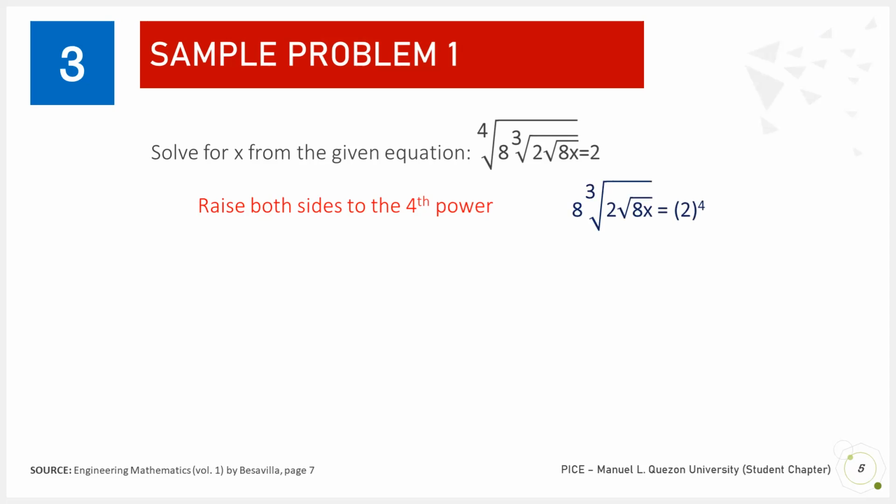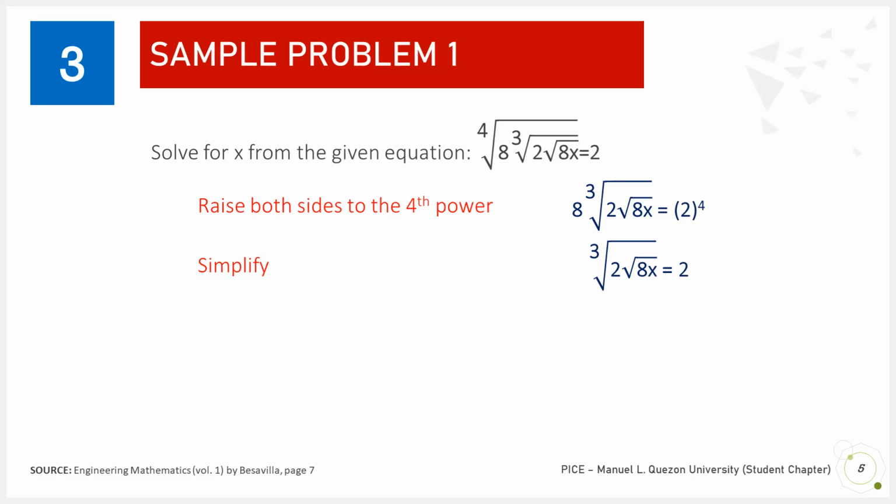So, ang mangyayari is ma-eliminate natin yung radical symbol na may index na 4. And yung right side naman, kung ano yung expression or term na nasa right side will be raised to the fourth power. So, we simplify this. 2 raised to 4 is actually 16, and 16 divided by 8 is 2. So, ang matitira sa right side natin is 2.